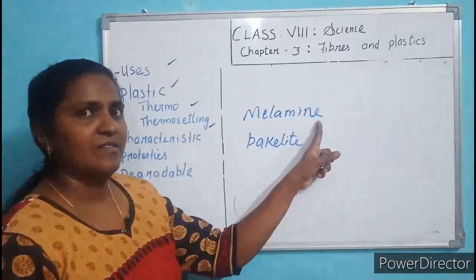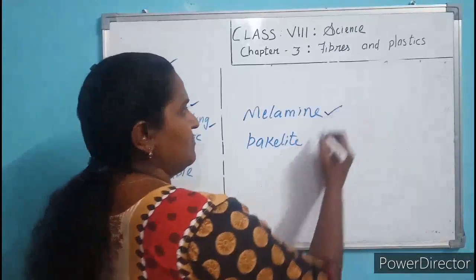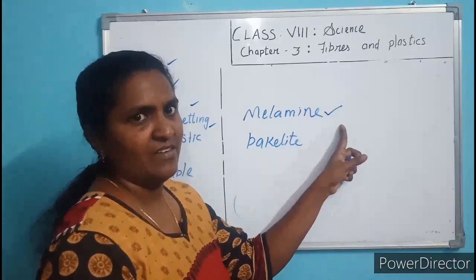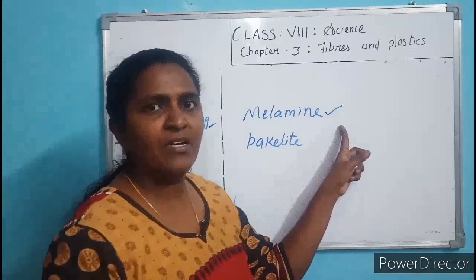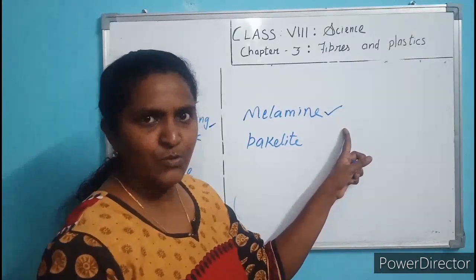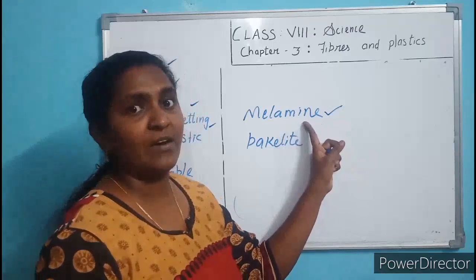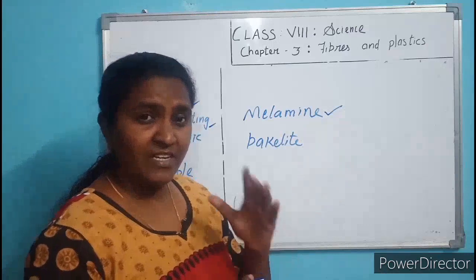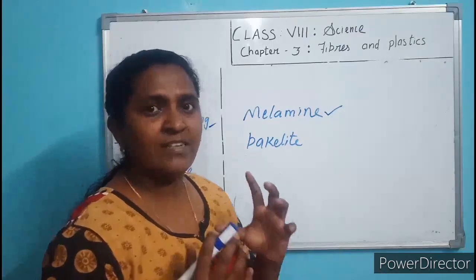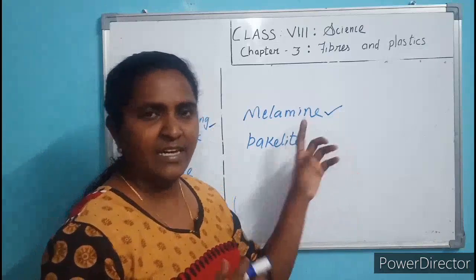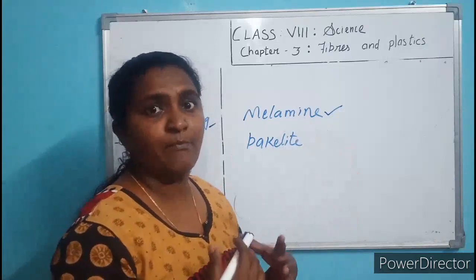And this melamine resists fire. So the people who work in a fire station wear a dress made of melamine, the particular dress, because it resists fire. It is a fireproof material.